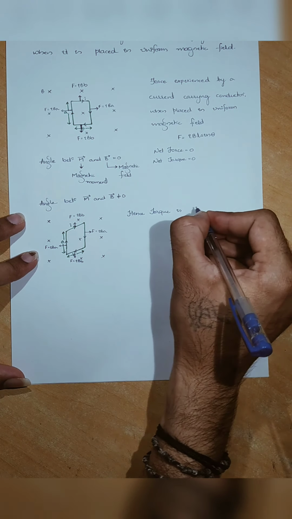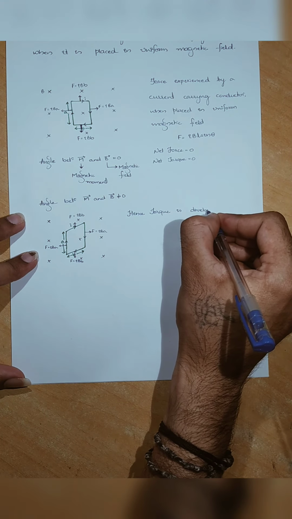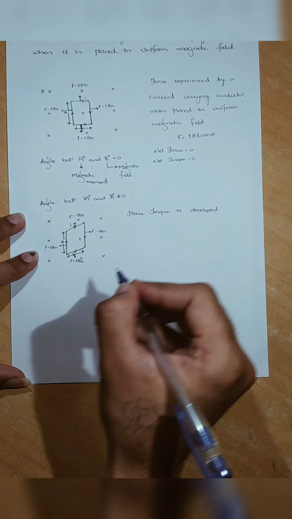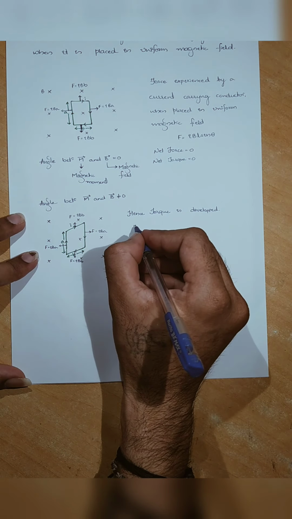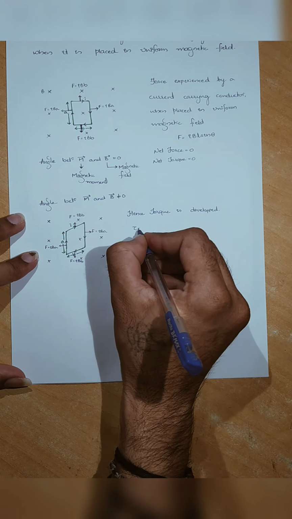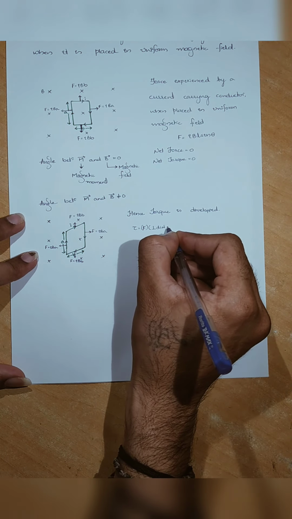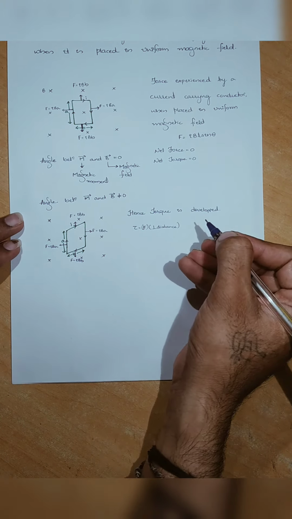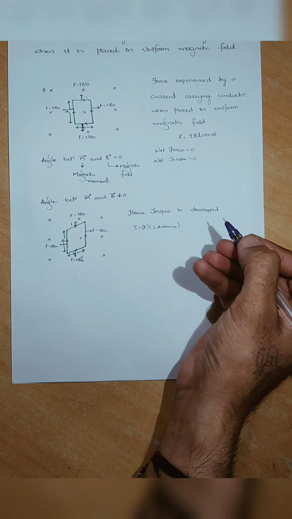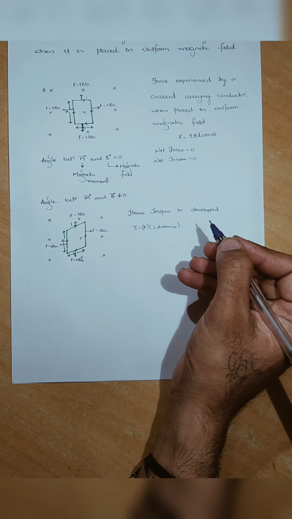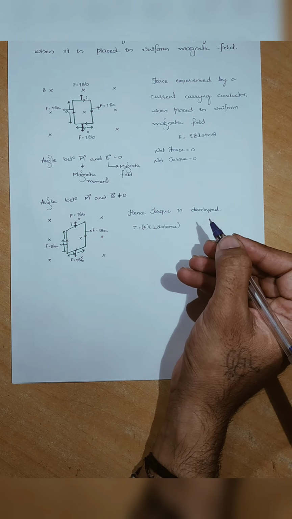Hence torque is developed. Clear? So we know that tau is nothing but F into perpendicular distance. Torque is nothing but what? Force into perpendicular distance.